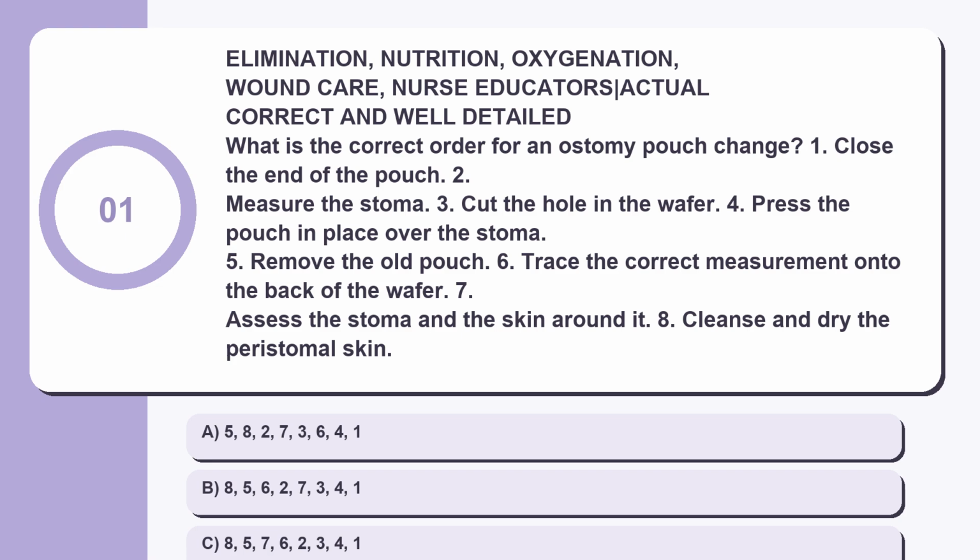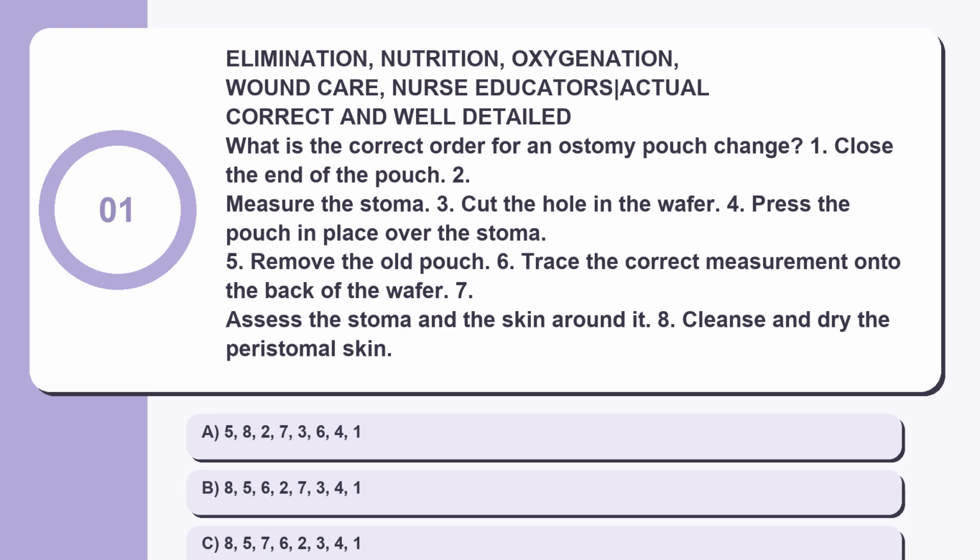What is the correct order for an ostomy pouch change? 1. Close the end of the pouch. 2. Measure the stoma. 3. Cut the hole in the wafer. 4. Press the pouch in place over the stoma. 5. Remove the old pouch. 6. Trace the correct measurement onto the back of the wafer. 7. Assess the stoma and the skin around it. 8. Cleanse and dry the peristomal skin.